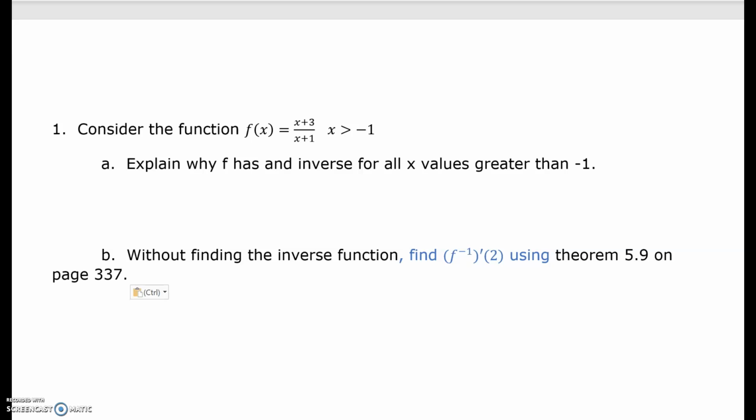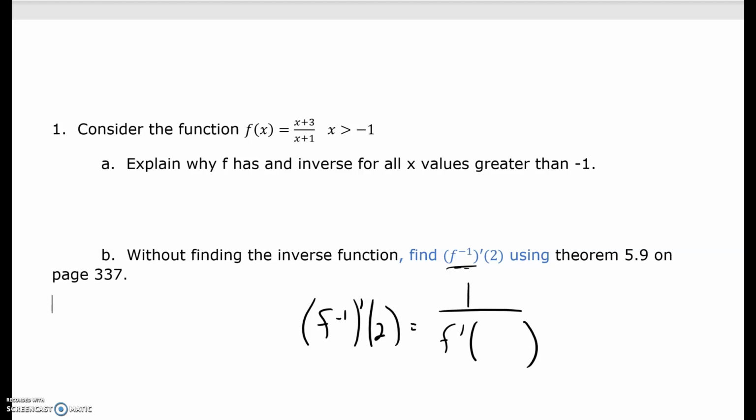So if I translate theorem 5.9, the book's calling the inverse function g, and I'm calling it f inverse. So if I want the derivative of the inverse function at 2, then I don't need to find the inverse function. I can just use this theorem that allows me to evaluate the derivative of f, the function itself, at f inverse at 2. I know this is a confusing theorem.